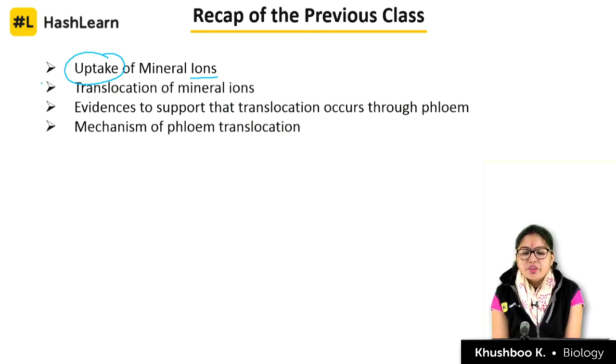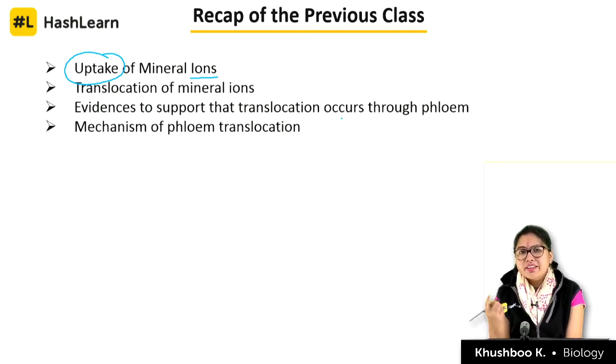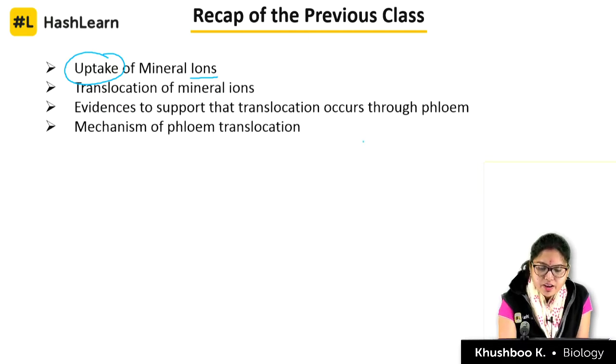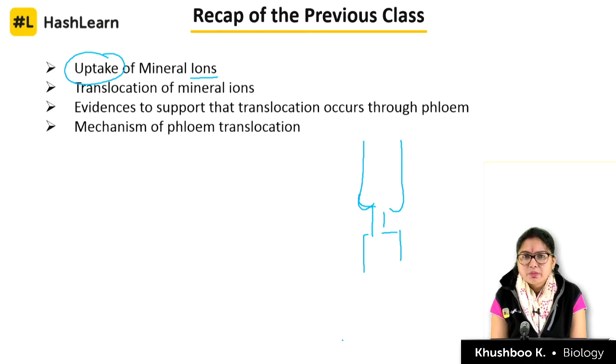Now next is, we have discussed the evidences to support that translocation occurs through phloem, the girdling experiment. Okay, translocation of sugars occurs through the phloem, and for that we have discussed the girdling experiment. So we remove all the tissue outer to vascular cambium, so that includes the phloem part, and in that case we have observed that the part where the plant is cut, the lower part becomes little swollen. Okay, and in phloem the maximum amount will be the water and the sucrose.